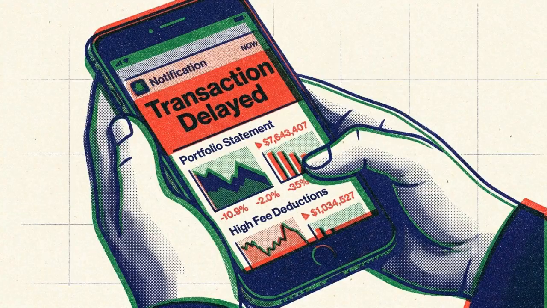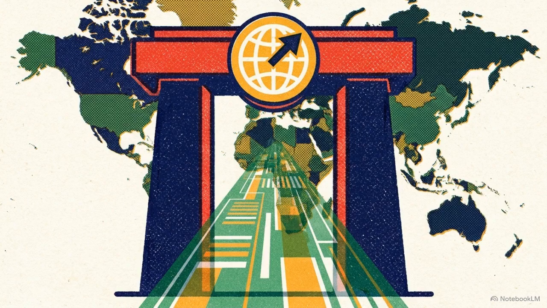To bypass those domestic limits, you have to move your capital out of the country yourself, utilizing the $250,000 annual liberalized remittance scheme, or LRS.